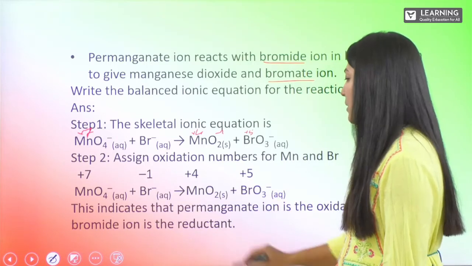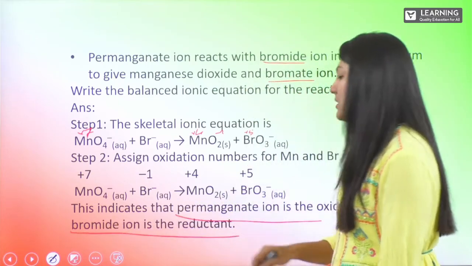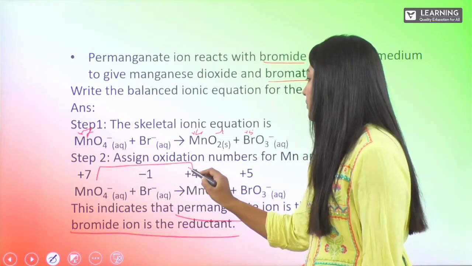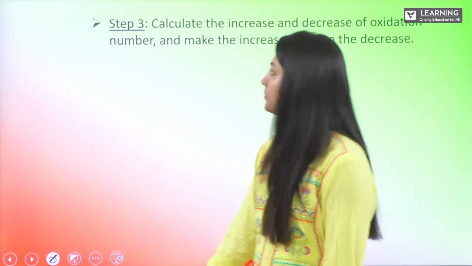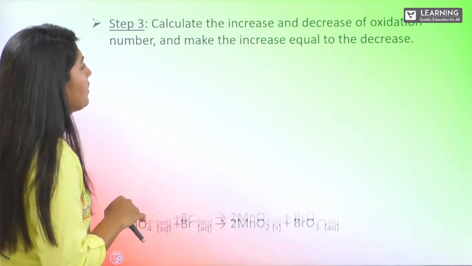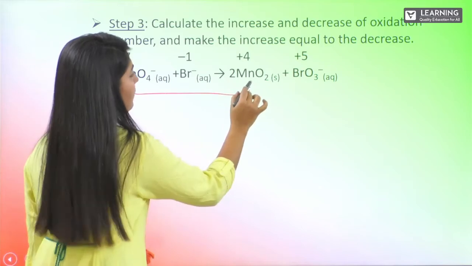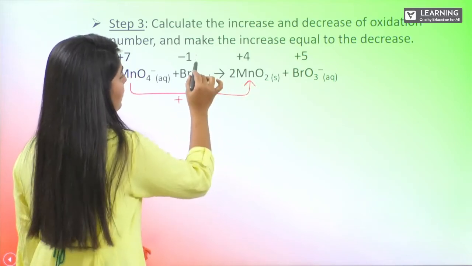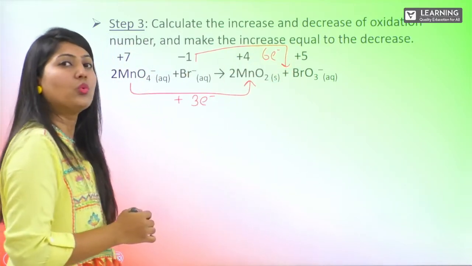So this indicates that permanganate ion is the oxidant, whereas the bromide ion is the reductant. How do you understand this? It has been reduced, this has been oxidized. Next step, calculate the increase and decrease in oxidation number. As we know, for manganese it is +7 to +4. So 3 electrons are added. Whereas for bromine, 6 electrons are removed.